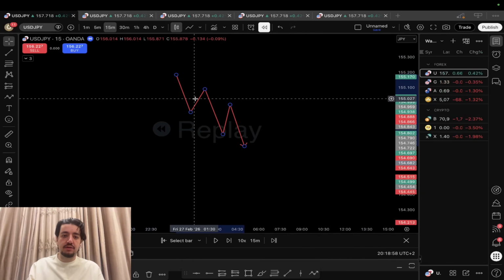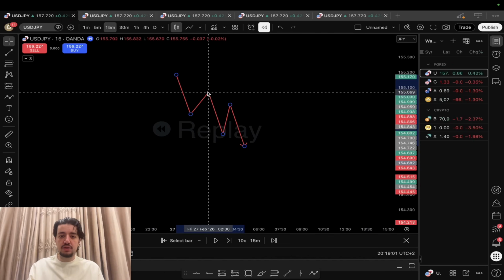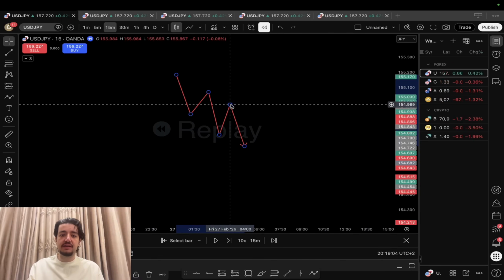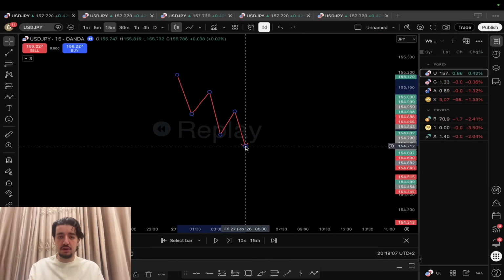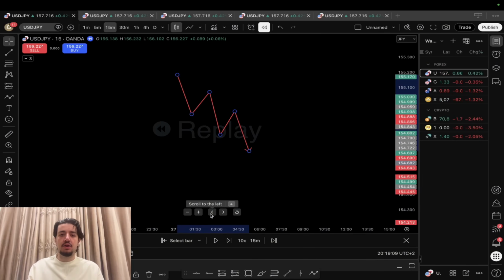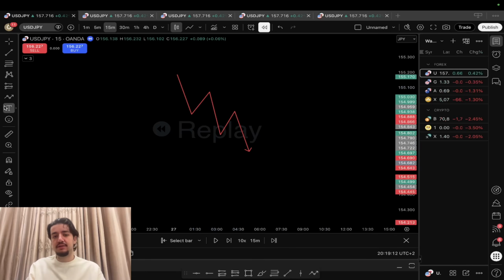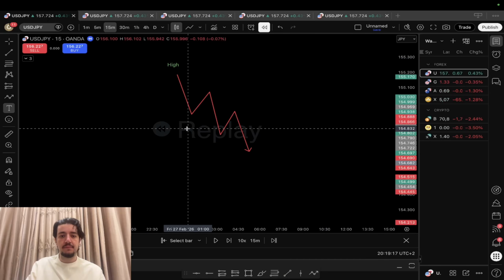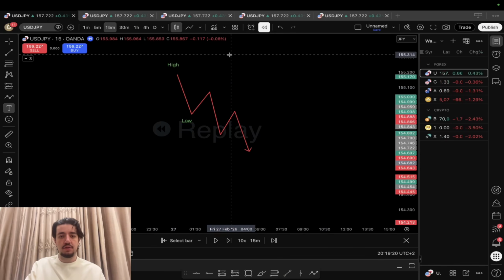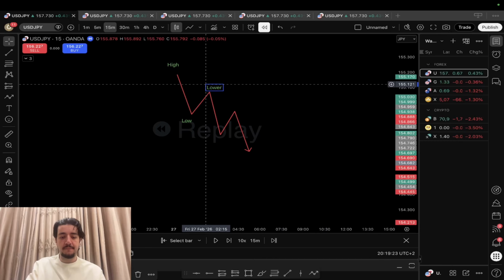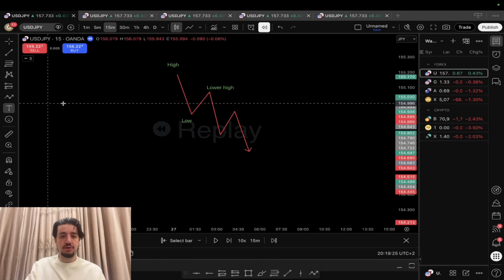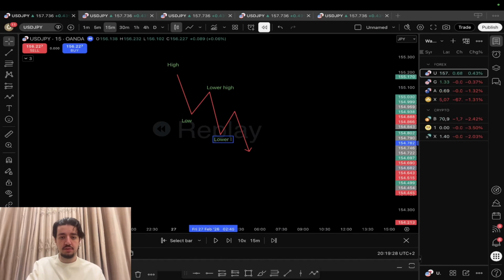First thing about a downtrend, okay? What does a downtrend consist of? It consists of highs and lows, lower highs and lower lows. Now you might be like saying, okay, what does that mean? So let me explain to you how the trend would look like. It consists of a high, a low, a lower high, a lower low, and so on. Lower high, lower low.